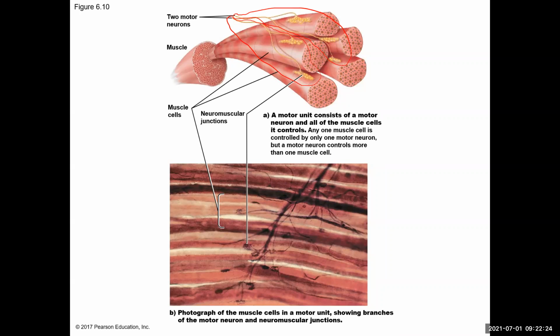Now, if you look at a micrograph, you can see those neurons interacting with the skeletal muscle. You can see how it branches to control all of the different muscle cells in that vicinity.